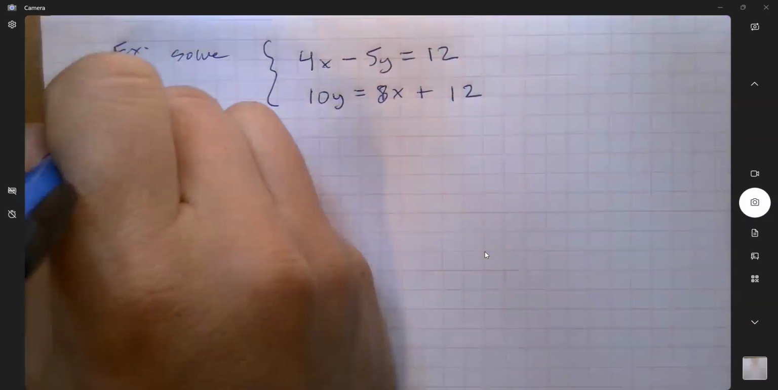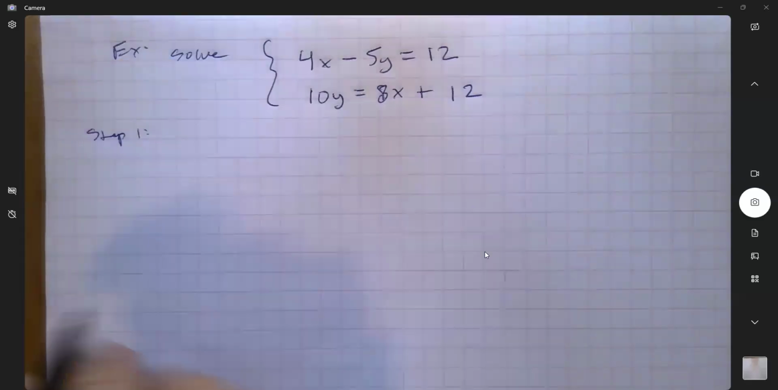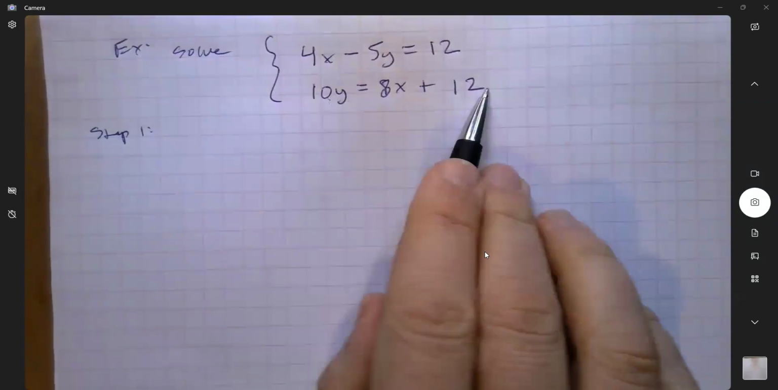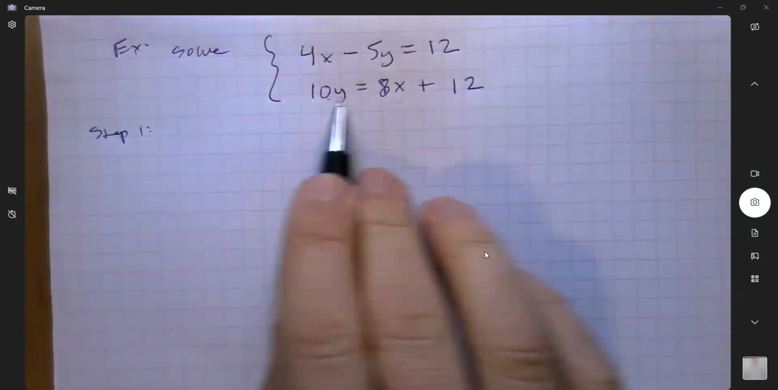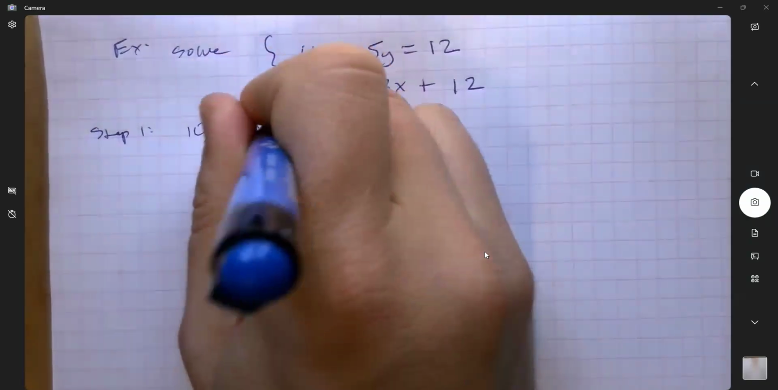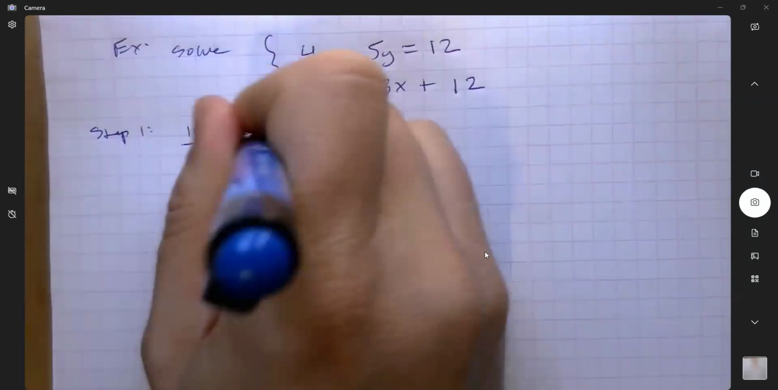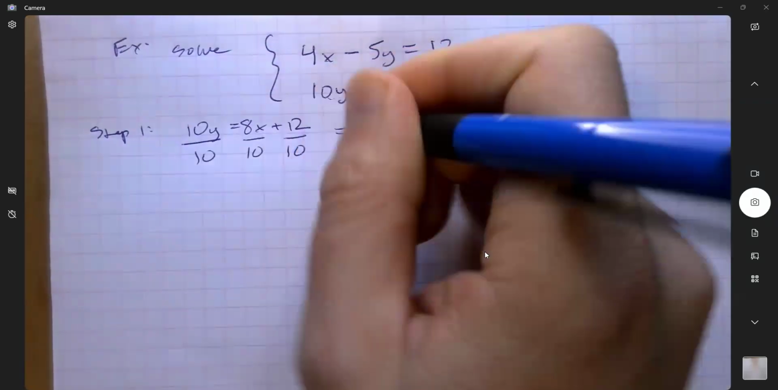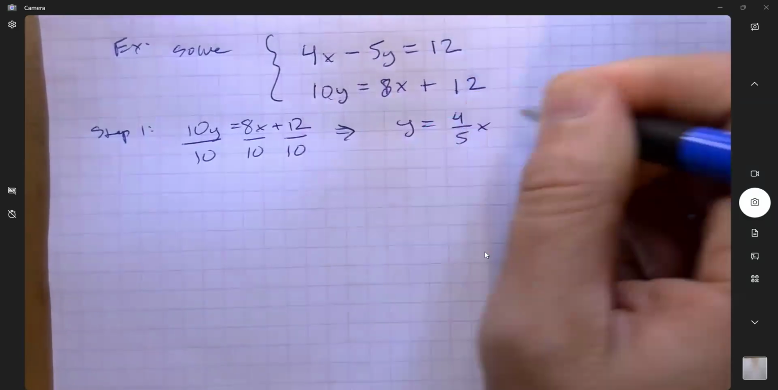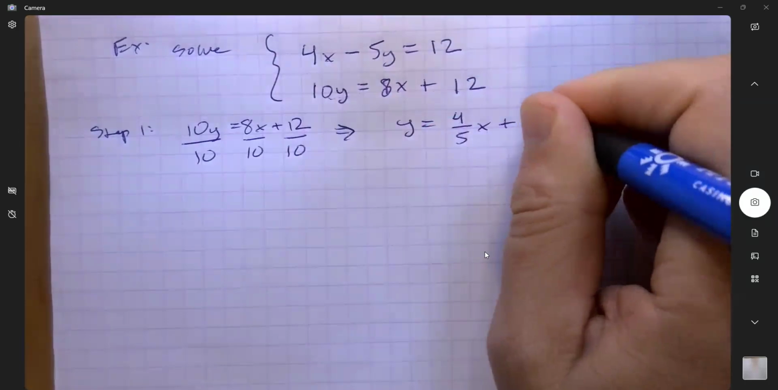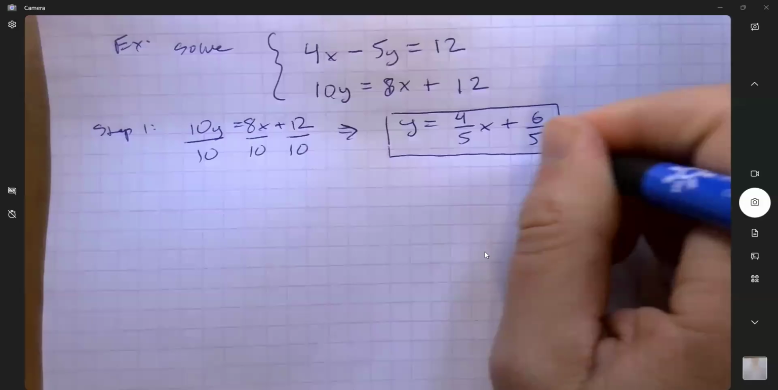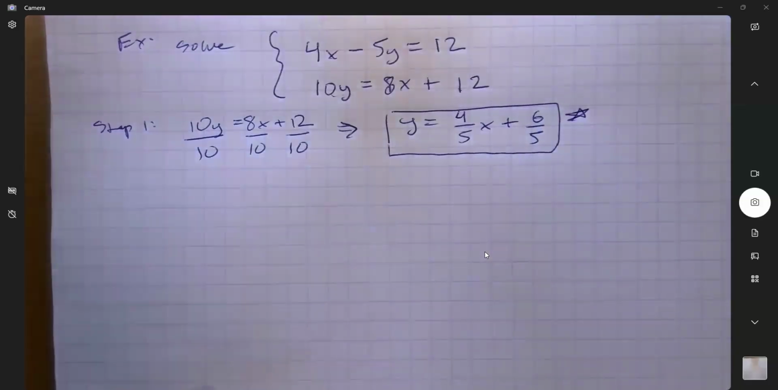Okay, so step one is pick one of these equations and solve it for one of your variables. I think it'd be fairly straightforward to solve my second equation for y. So I'm going to do 10y equals 8x plus 12. Solving for y means dividing everything by 10. And you have y equals 8/10 or 4/5 x plus 6/5. 12 over 10 is 6/5. That's my starred equation.